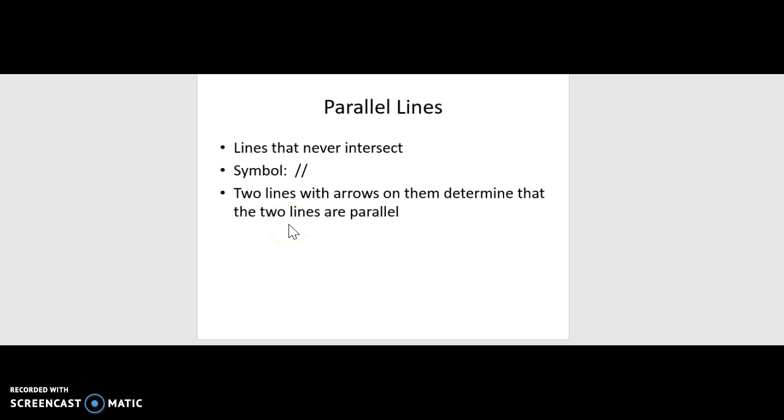Now, everybody knows what parallel lines are. These are lines that never intersect. And anytime you see this symbol, they're telling you those two lines are parallel. Two lines with arrows on them are parallel. So when I look at this line and this line, if I told you these lines were parallel, you might see an arrow like this on both lines, and that's basically telling you they're parallel.